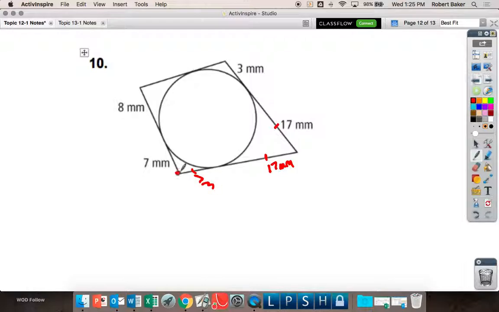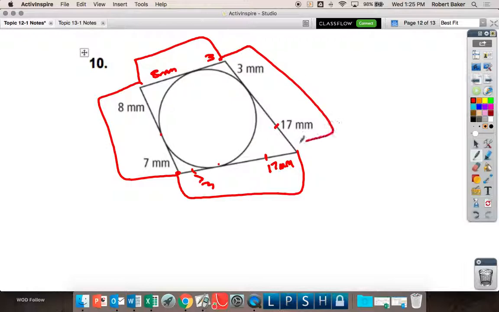Common endpoint, point of tangency, or equidistance. So if this is 8, how big is this one? 8 millimeters. If this is 3, how long is this one? 3. So then you add up the distance around the shape, and it gives you the perimeter of the shape.